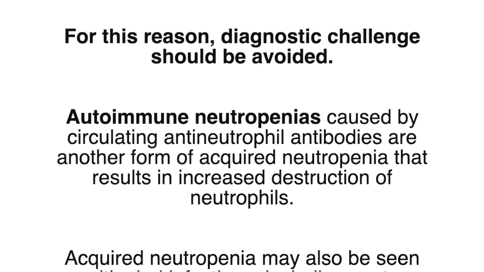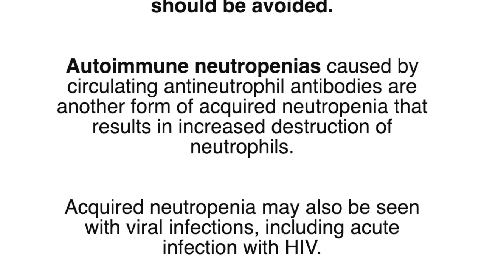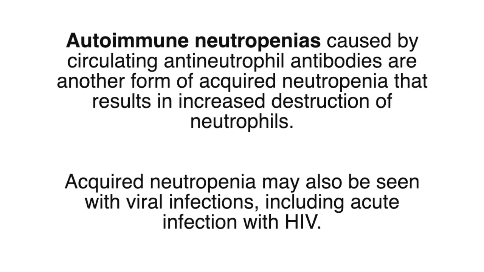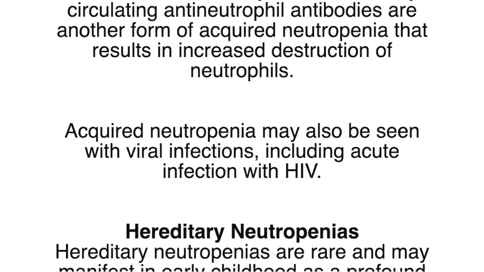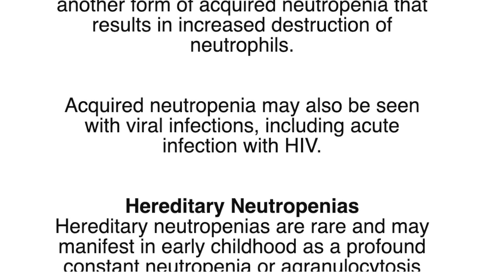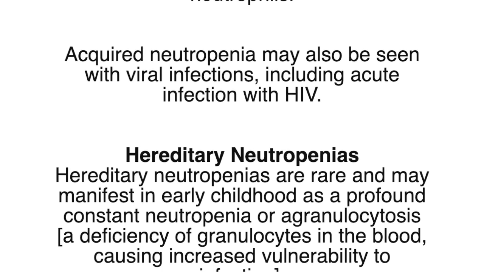Autoimmune neutropenias caused by circulating anti-neutrophil antibodies are another form of acquired neutropenia that results in increased destruction of neutrophils. Acquired neutropenia may also be seen with viral infections, including acute infection with HIV.